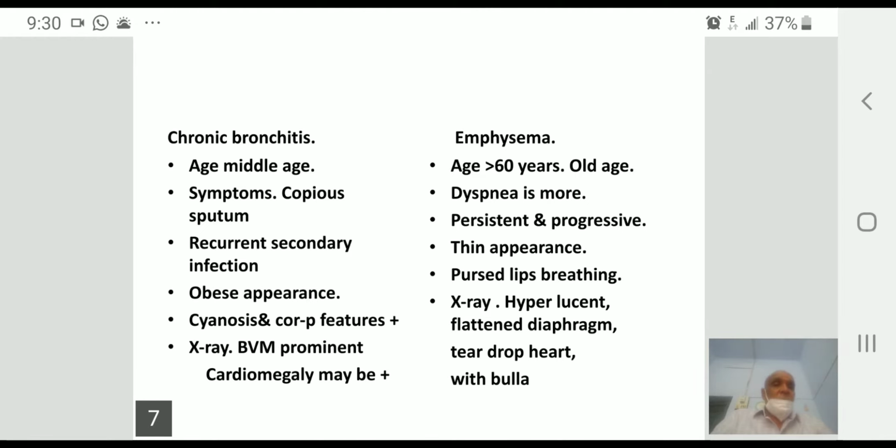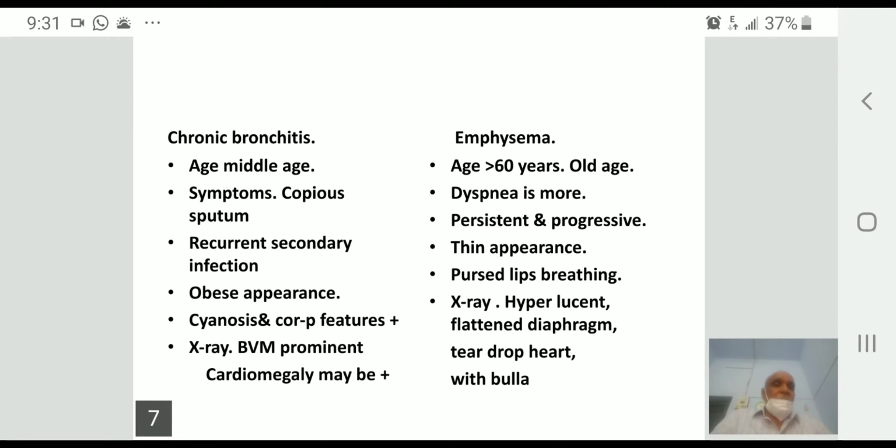In emphysema, there is pursed lip breathing: with every breath out, there is a pursed lip. It maintains the airway pressure during expiration. Cyanosis and cor pulmonale are more common in chronic bronchitis. Ultimately they lead to pulmonary hypertension, which occurs in both.